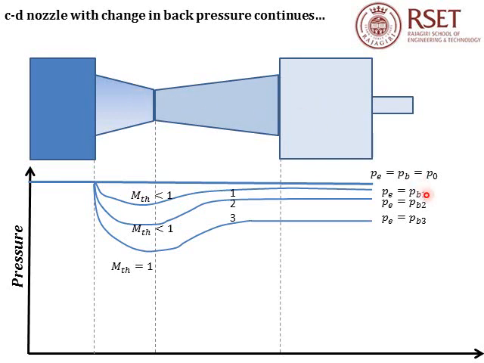Let's say the value is PB1. Because of this, the fluid starts flowing from the reservoir into the settling chamber through the CD duct. When it enters the CD duct, first it passes through the converging portion. There, the converging duct acts as a nozzle and it experiences reduction in pressure and increase in velocity. This is shown by the graph here.